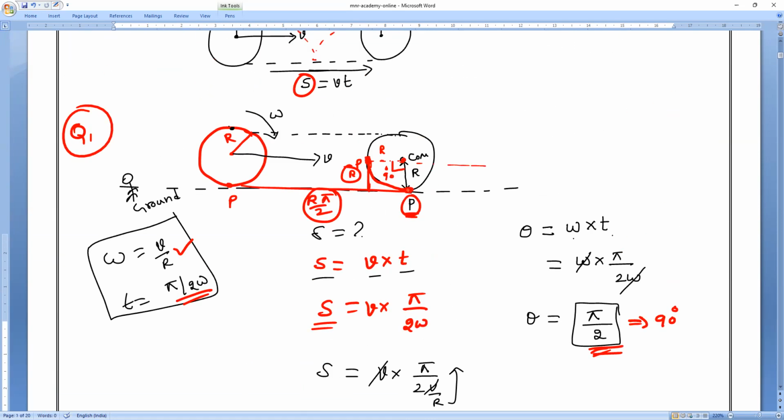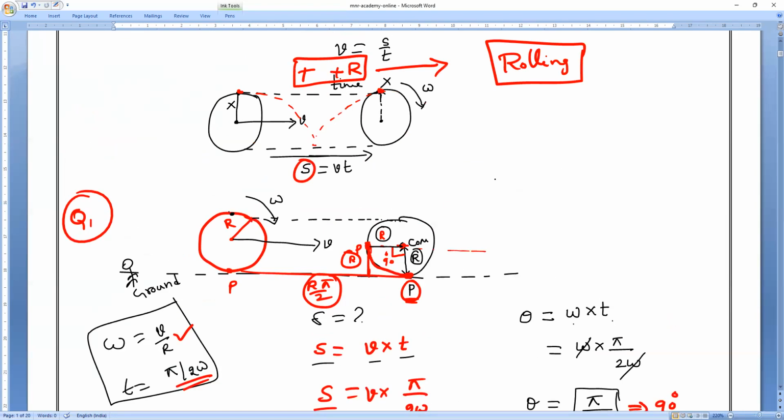Initially it is at point P. Now, in the y-axis, how much distance has it traveled? Check it, everybody. In the y-axis, how much distance has it gone? 90 degrees has been made, and it has come to here. So what is that, everybody? How much height, in the y-axis, how much distance is it? R distance.